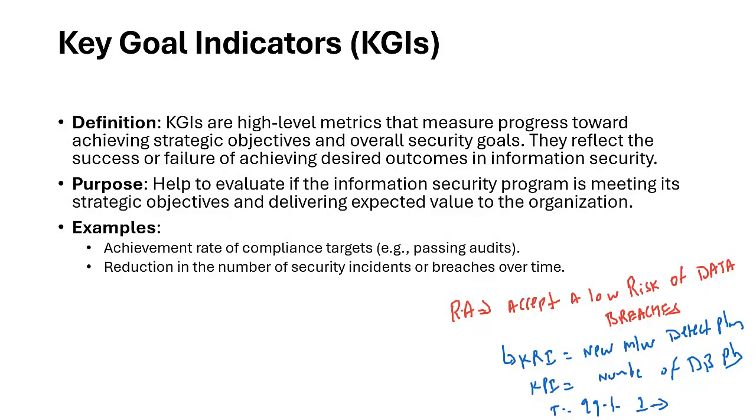If the number of new malware variants detected per month exceeds 1%, your organization will take action to mitigate the risk. Is it clear? So that's how you set the KPI, KGI and all that.